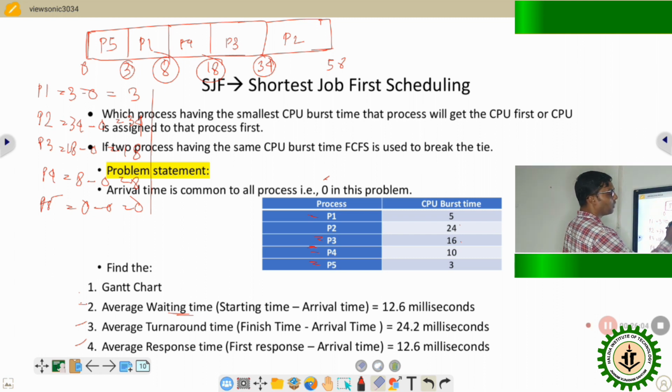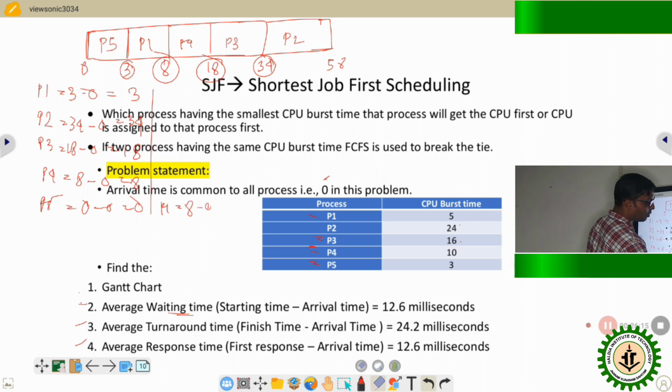So the finish time, how much? Finish time for process P1: finish time is 8 minus 0, so it is 8. For process P2, the finish time is 58 minus 0, so it is 58.